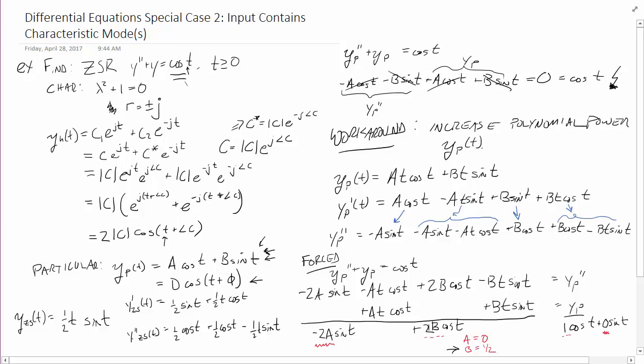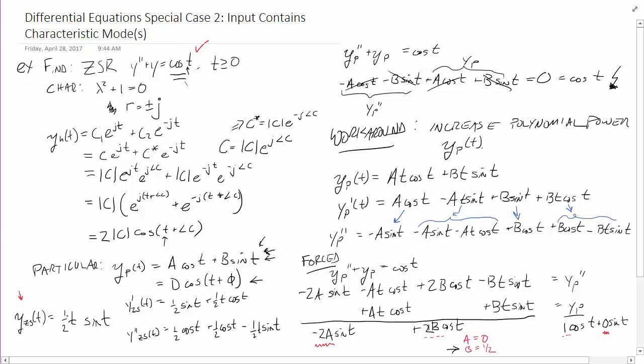Okay, so the check is, does it meet the original inhomogeneous diffy q? Let's take y double prime, which is 1 cosine, and it's minus 1/2 t sine t, and we add it to y, which is positive 1/2 t sine t. So we do get agreement that this solution, yzs of t, meets the inhomogeneous requirements.